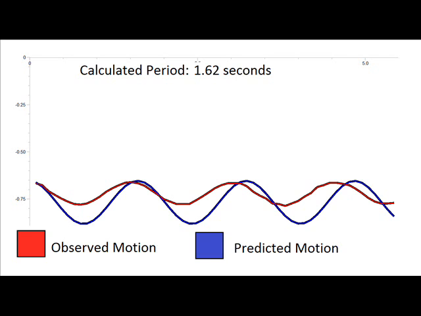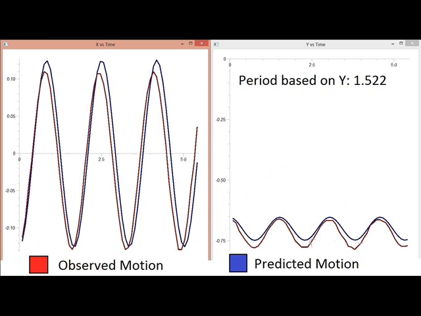And as you can see, they are not in sync, and as time goes on, they become further and further out of sync. So I calculated the period next based on Y, and it came out to be 1.522 seconds, and that's a much closer match, as you can see. The fact that using peaks and X values made a bad way for finding the period is most likely due to the nature of the motion, in the sense that the forces acting on the object in the X direction are constantly changing based on where the object is.